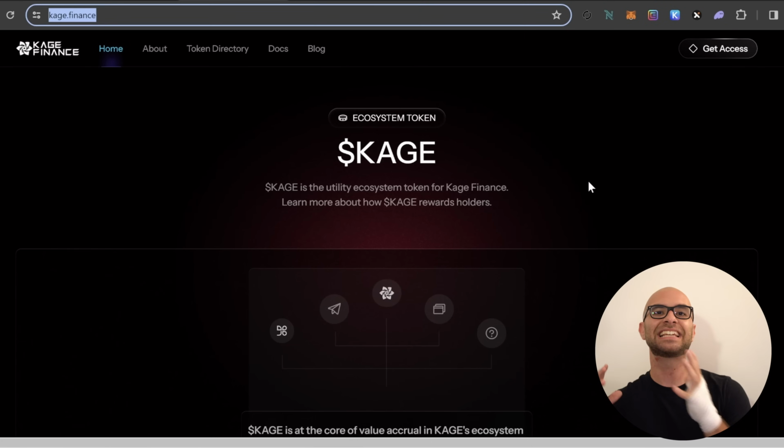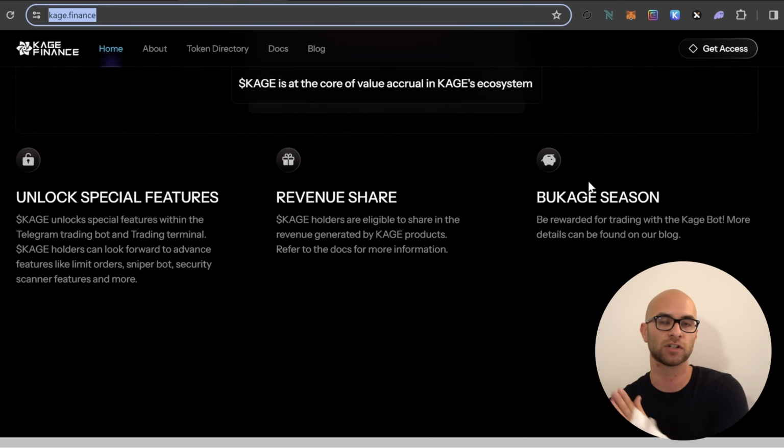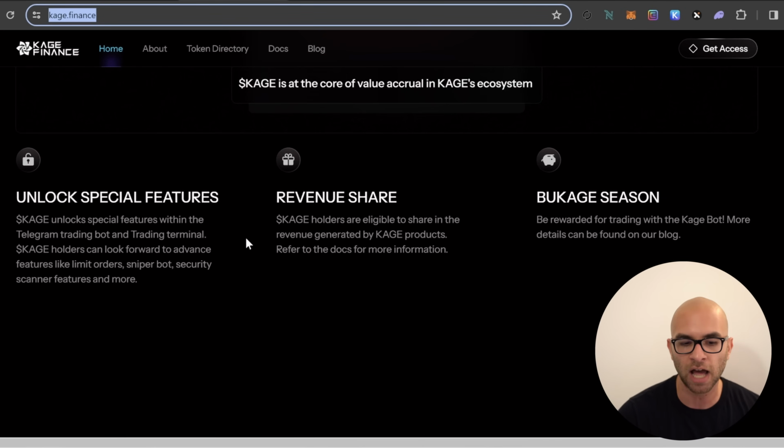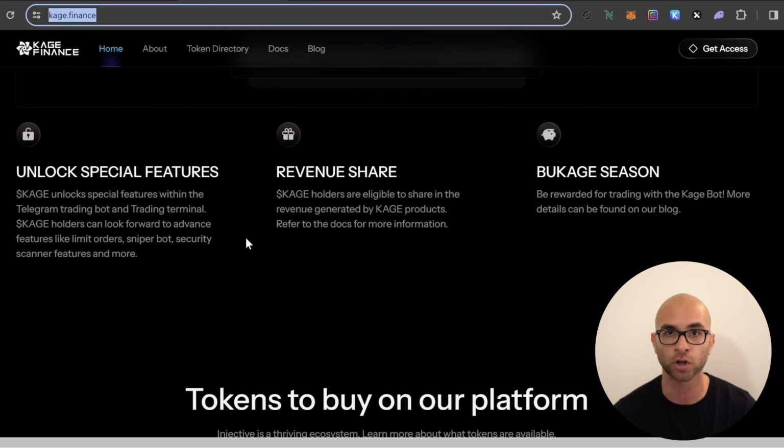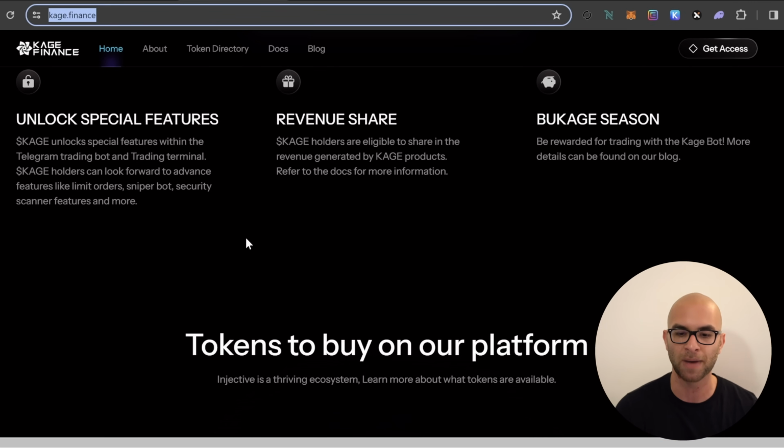As far as the KAGE token that they are releasing in parallel with this actual platform, there's going to be a few different special utilities, such as unlocking advanced features, such as limit orders, having different sniper bots, having security scanners, and more. There's also going to be a revenue share back to the holders. So if this platform does well and this bot does well and a lot of people use it, now all of a sudden there's going to be a revenue stream back to the holders.